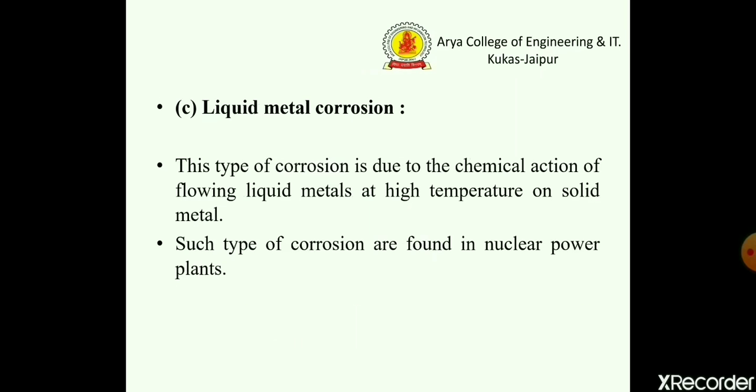Third is liquid metal corrosion. In this type of corrosion, the chemical action of flowing liquid takes place at high temperature on solid metal, and this type of corrosion is found in nuclear power plants. And these are all the types of dry corrosion.